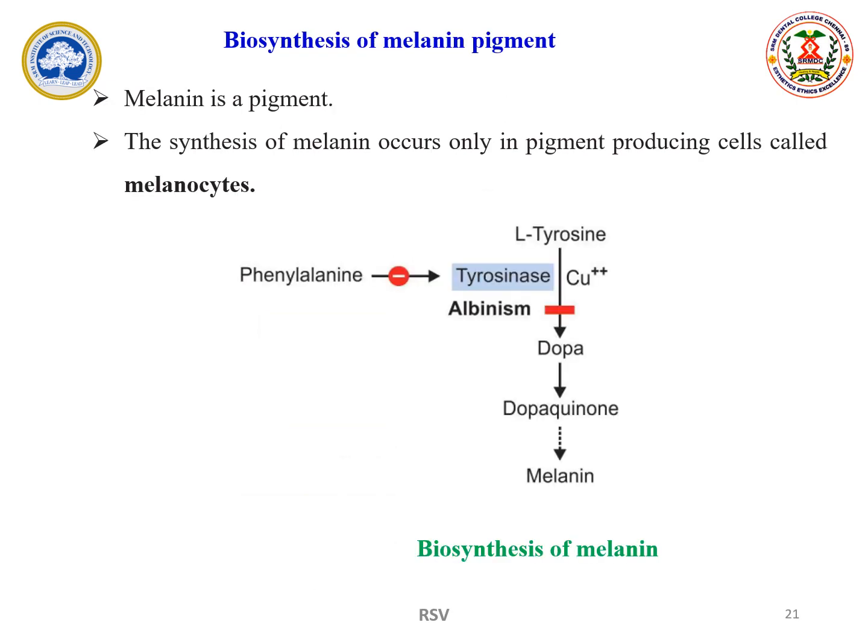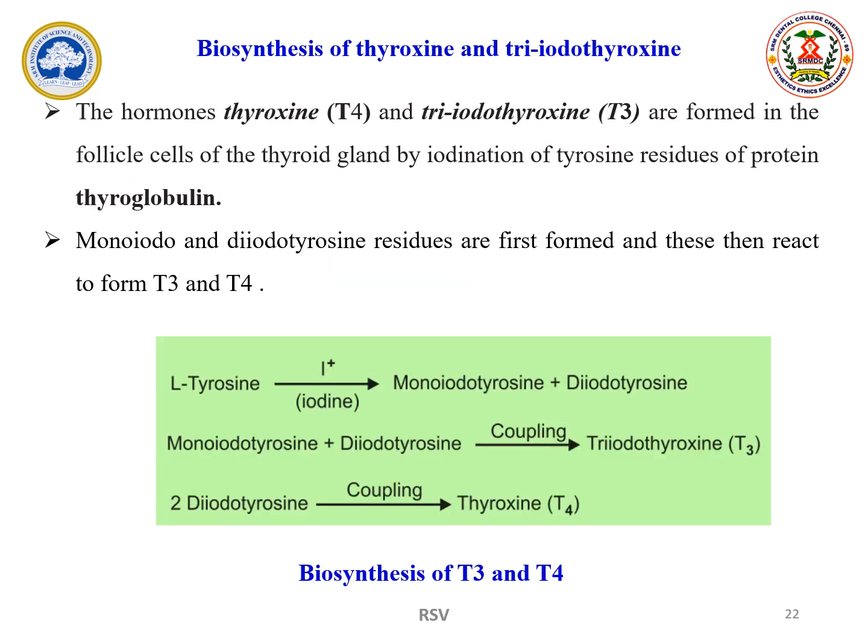Biosynthesis of melanin pigment. Melanin is a pigment. Melanin occurs only in the pigment-producing cells called melanocytes. Here the tyrosine is not converted to melanin because of the absence of the tyrosinase enzyme, which causes albinism. That reduces the formation of melanin in melanocytes.